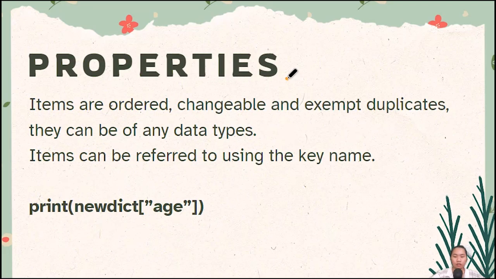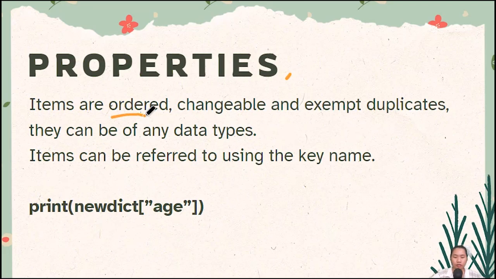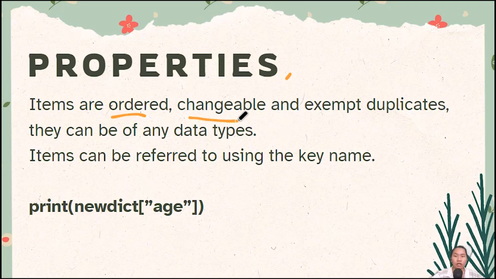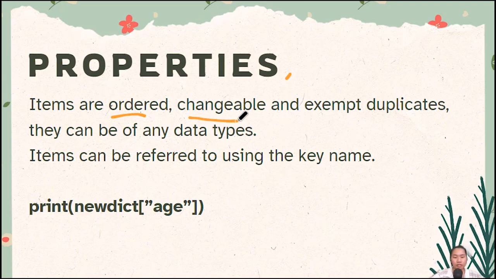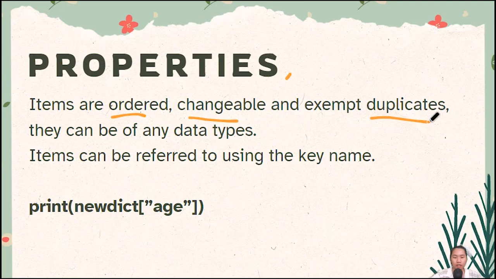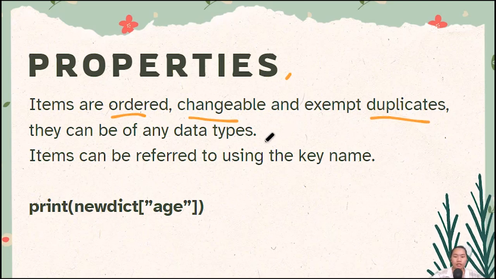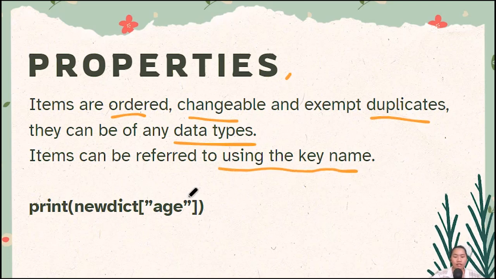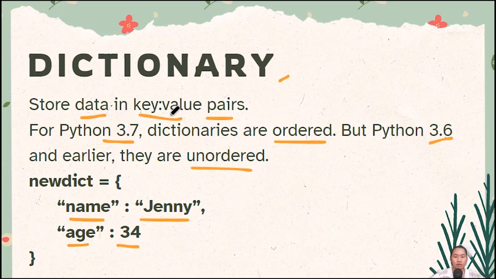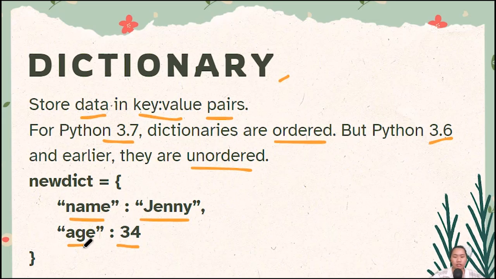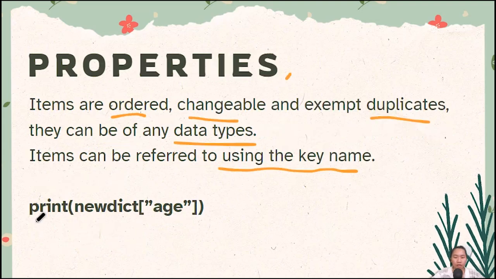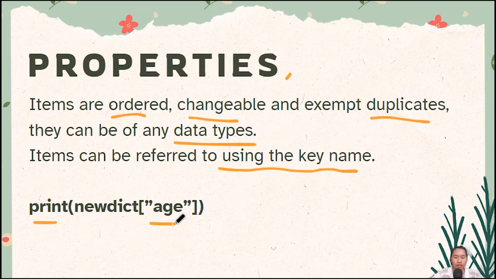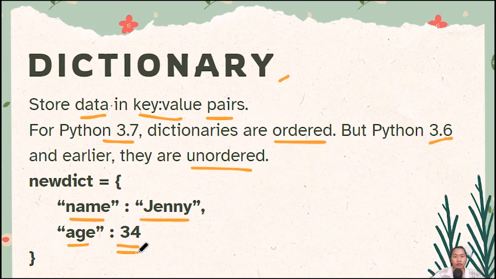Now let's take another look at properties. Items are ordered, as I've said before, changeable, meaning you can add and remove items very easily, and they do not like duplicates, okay? The items can also be of any data types, and you can refer to an item using the key name. So this is what I mean: key value, key value, key value. Okay? Print new dictionary, and the key is age. So what this will print is it will print the number 34. Okay?